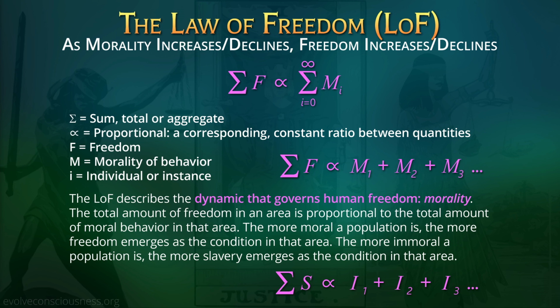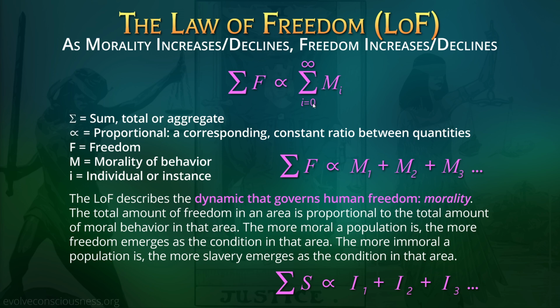And we have these symbols here. We have this E-looking symbol. Well, that means the sum, total, or aggregate. And we have F for freedom. And we have M for morality. And I is the individual or an instance of M. So individuals doing morality and instance of morality, you can look at it both ways.